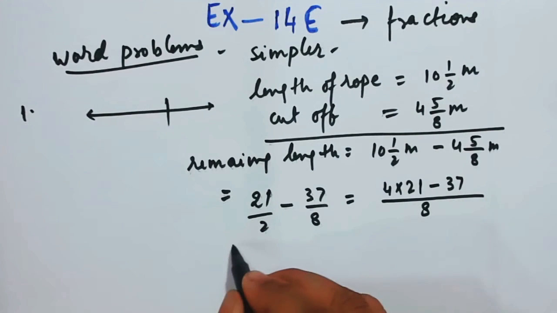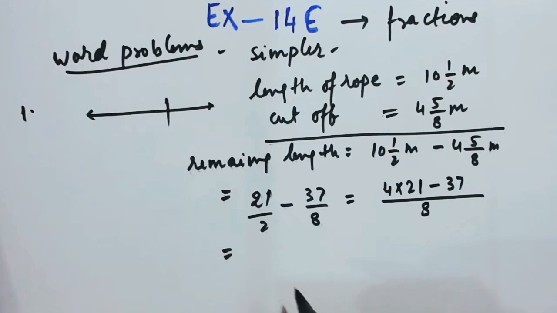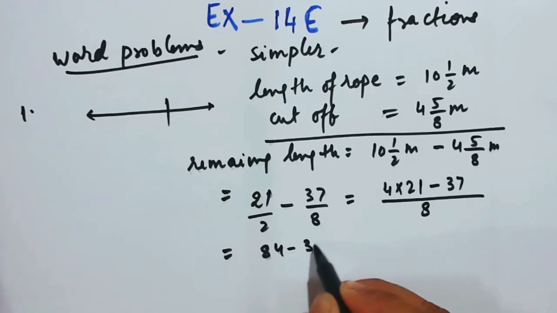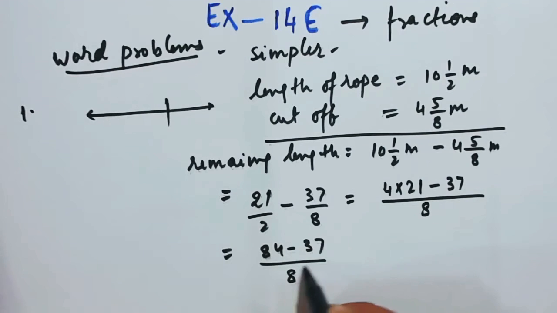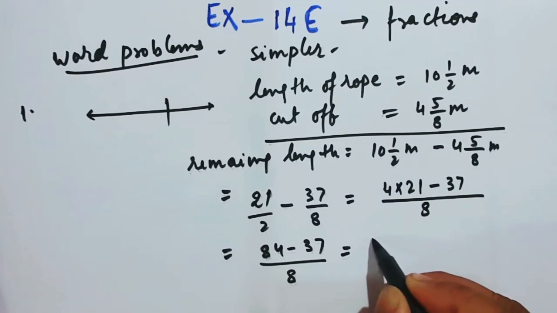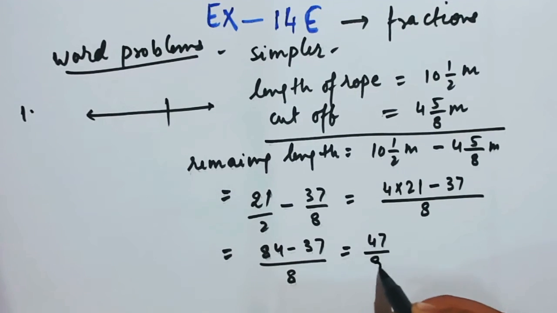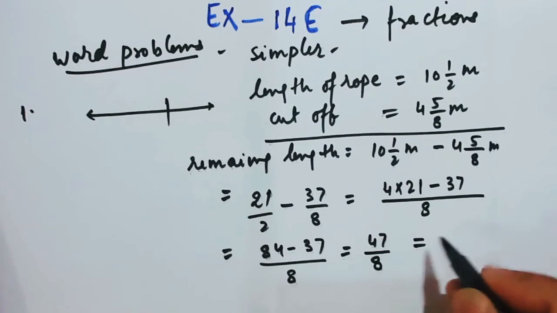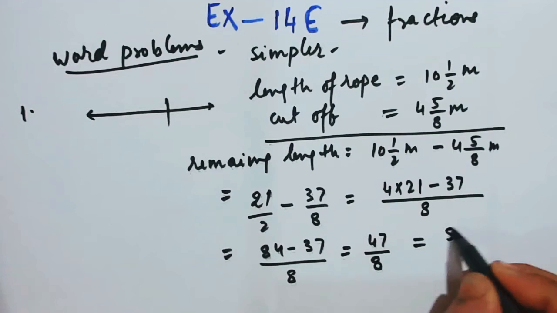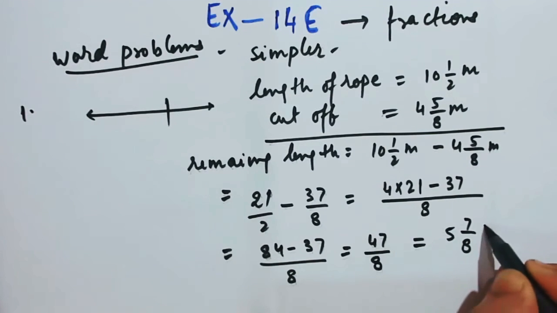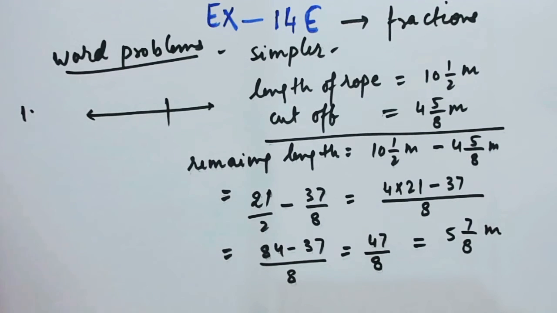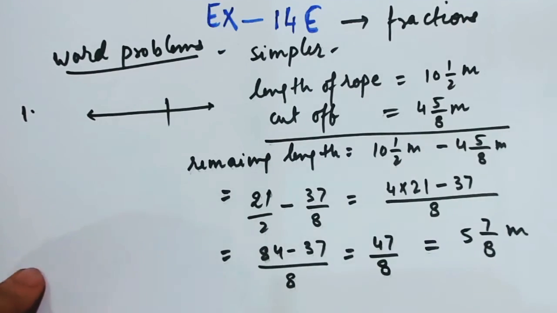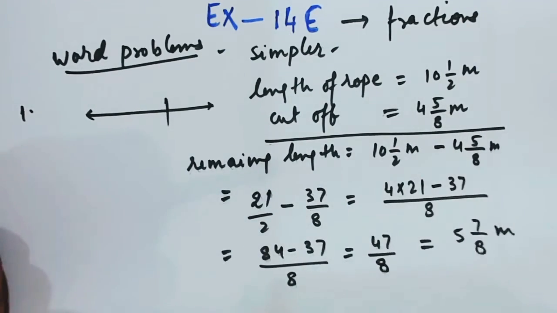Okay. Now have a look here. What we have? 84 minus 37 by 8. That will give you 47 by 8, which, when you convert it into a mixed fraction, is 5 7 by 8 meter. So you can see how easily all these sums can be solved.